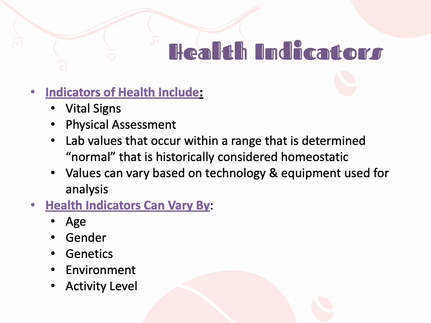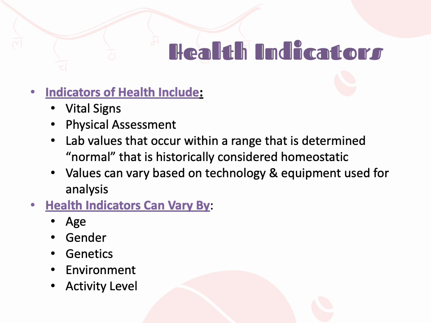are homeostatic or not. If we are not homeostatic, then that tells us that there is some sort of pathophysiological process going on. So a way that we tell that in a medical profession is through several indicators, and we do call these our health indicators. Those health indicators include our vital signs, our physical assessment, and lab values. Again, these all help us see if we're within a homeostatic range or not.